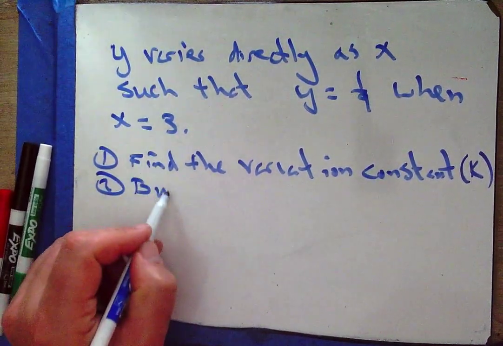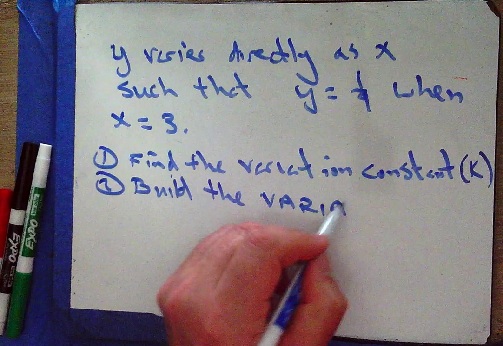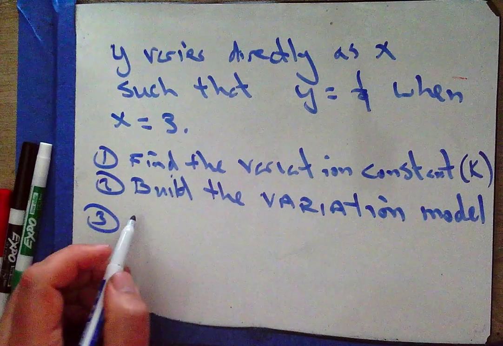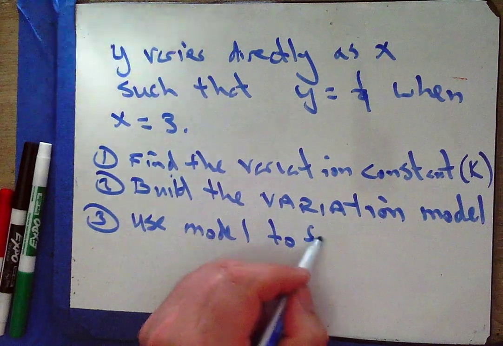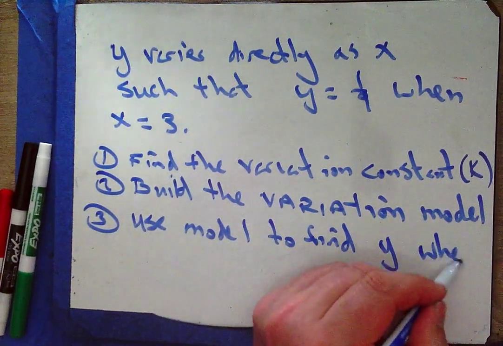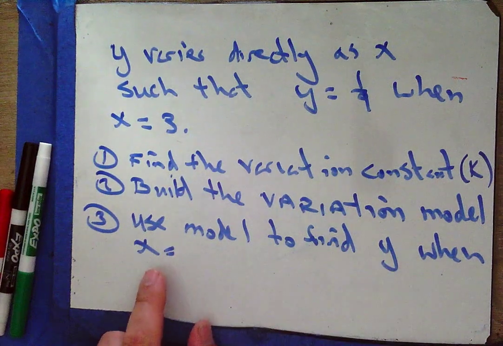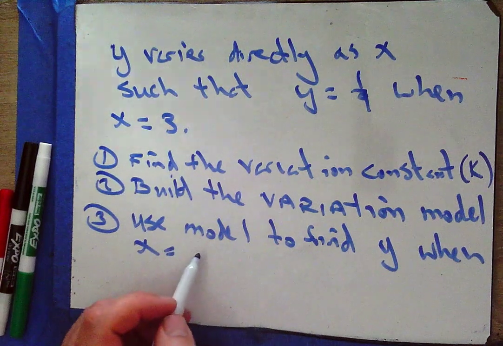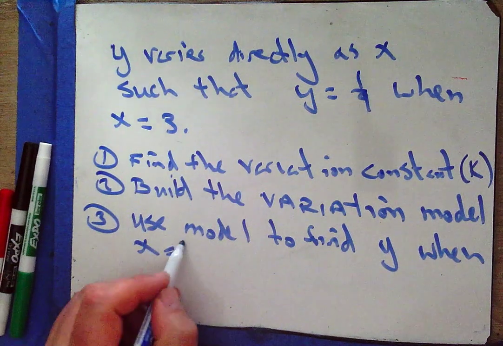2. Build the variation model, and then use that model to find y when x equals, and they'll just give you some number that x is equal to, or they may give you a number that y is equal to and ask you to find x, but when x is equal to blah blah blah. Alright, so we've got that, and let's actually do one: x equals 6.